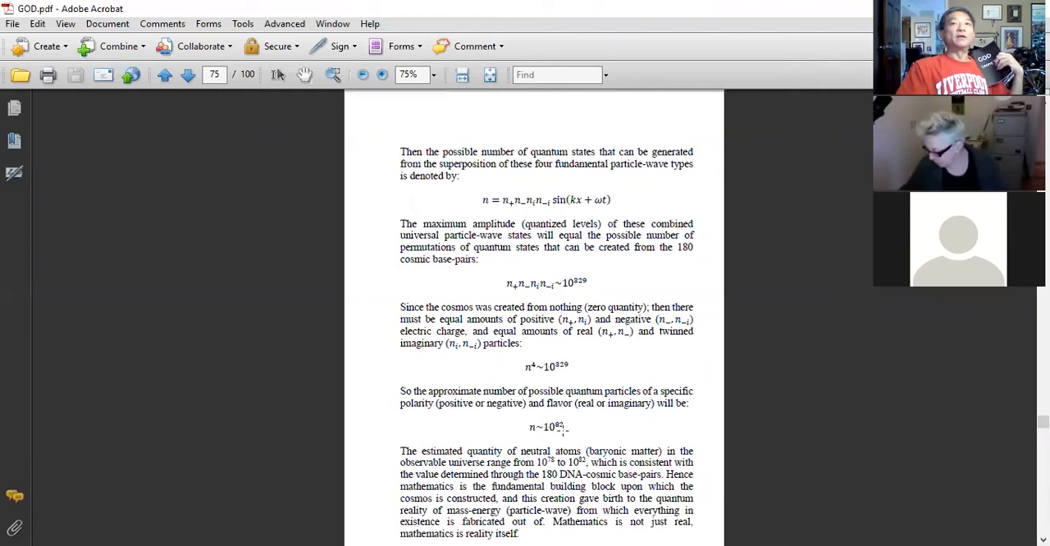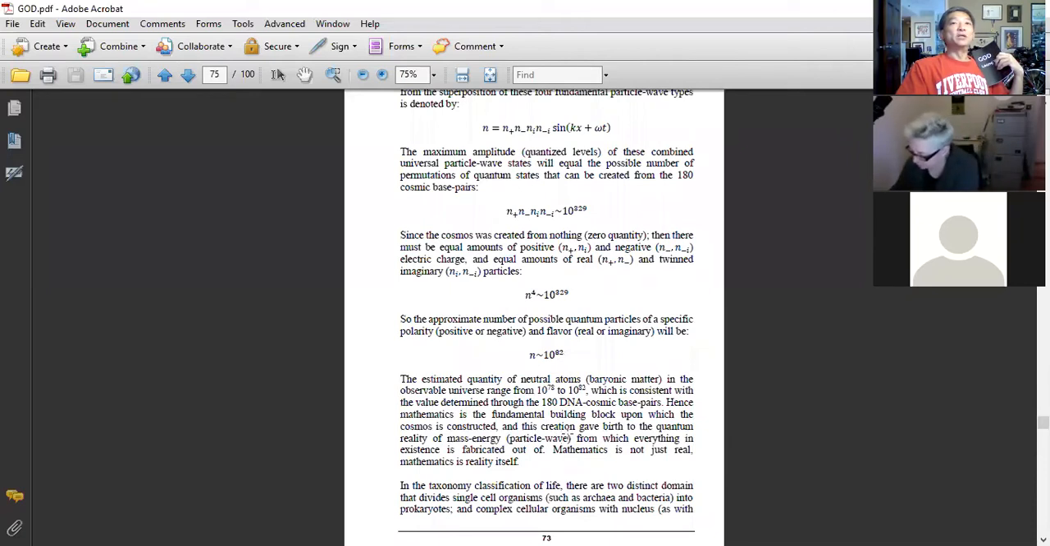Well, the significance is that the actual observable number of particles in our universe happens to be around 10 to the power 82. Therefore, I don't believe this is coincidence. I believe it is the actual fact that the cosmos is mathematically made up of 180 base pairs, and it's from this amount of code that you can get the number of particles, 10 to the power 82.